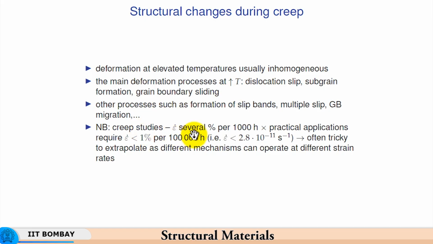So, when you talk about creep, strain rate per 1000 hours, okay, it requires just a strain rate of 1% per 10,000 or maybe 1 lakh hours of operation. So, that is the kind of strain rate that is expected in creep, because if it is more than that, then it means that the life is being exhausted that much faster.